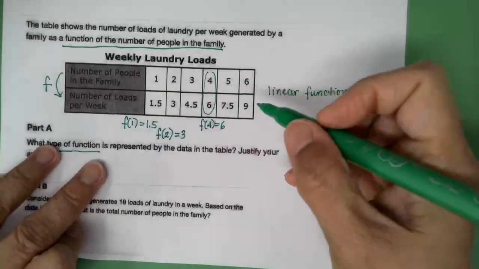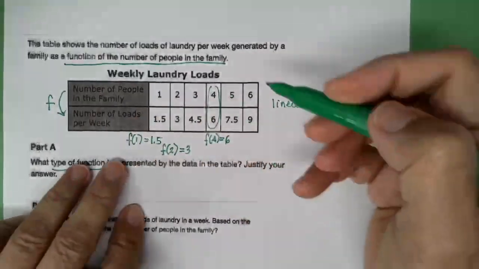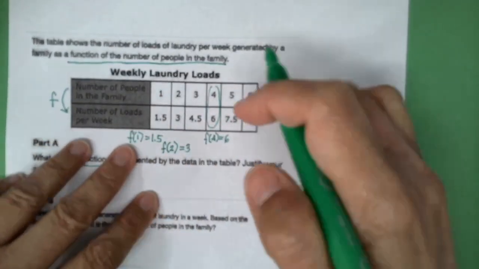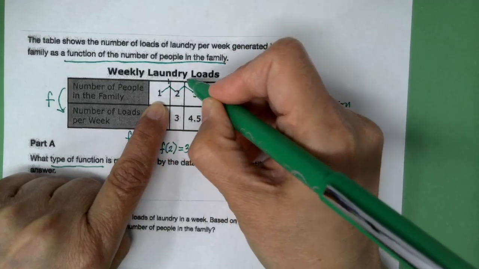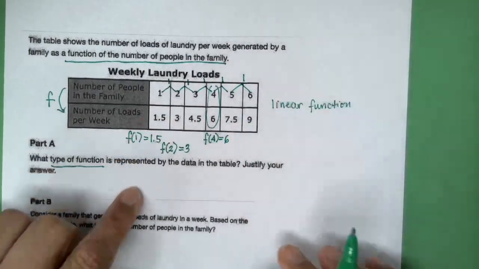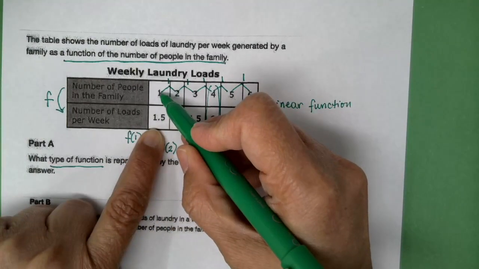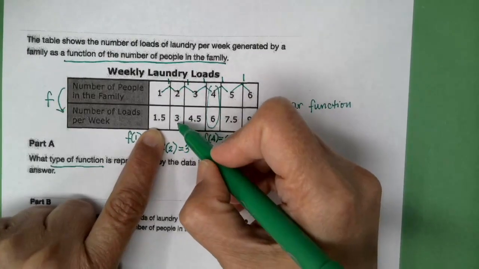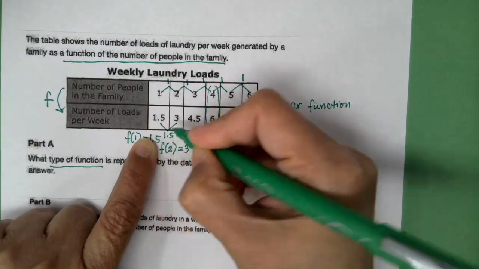Let's take a look at the change in the number of people. Looking at our independent variable, we see that there is an increase of 1 person each time. And what happens to our number of loads? We started with 1 person, and that's 1.5. Now we added 1 more person, and it has increased to 3 loads. So there is an increase of 1.5 loads.